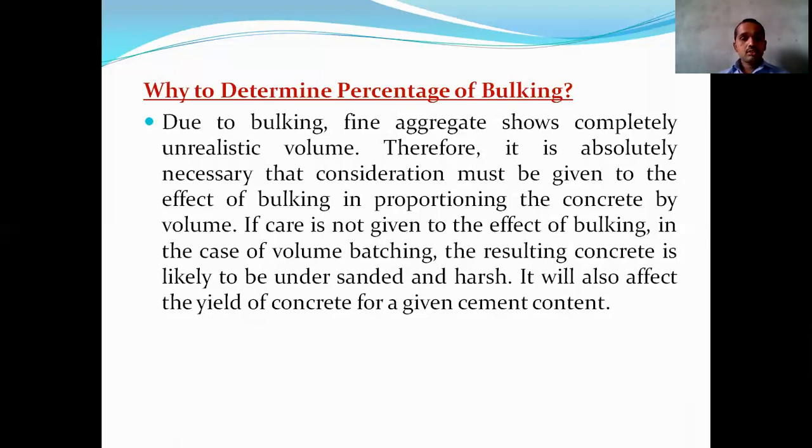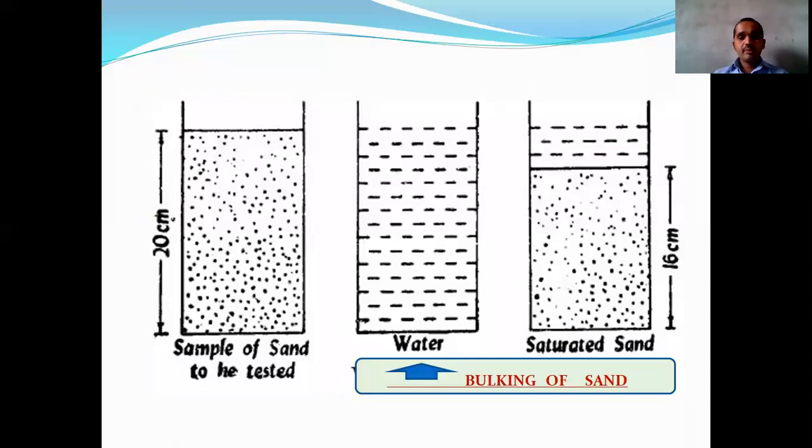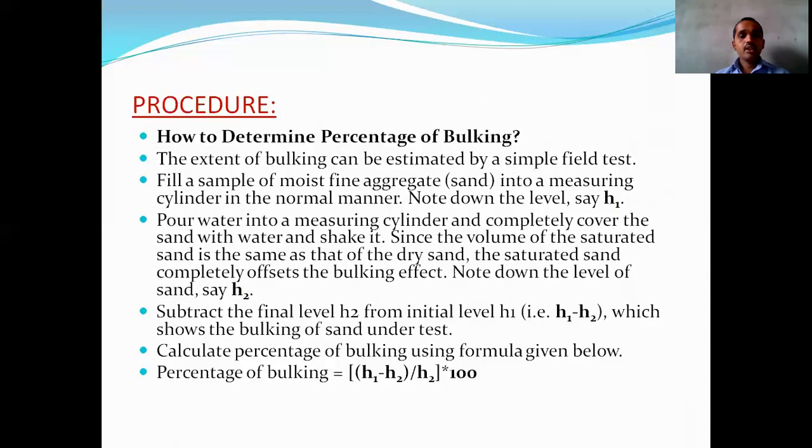Next one is how to determine the percentage of bulking, the procedure. In this procedure, we require a measuring cylinder, water, and sand. It may be a 250 ml measuring cylinder. So this is the diagrammatic representation of the determination of bulking of sand.